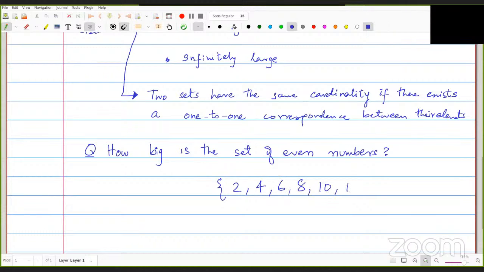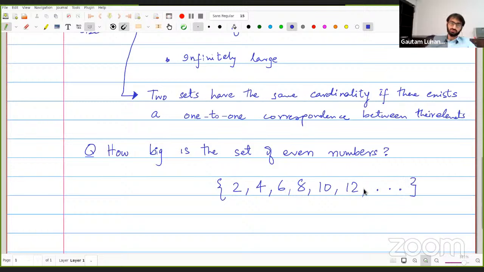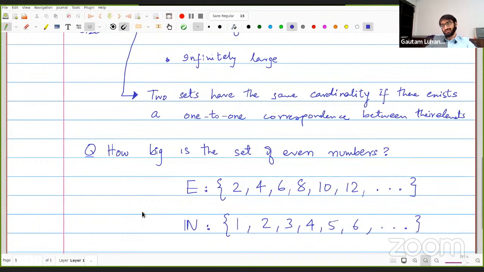It has the same cardinality as the natural numbers. All right, so let's call the set of even numbers E, and this set of natural numbers is 1, 2, 3, 4, 5, 6, and so on.